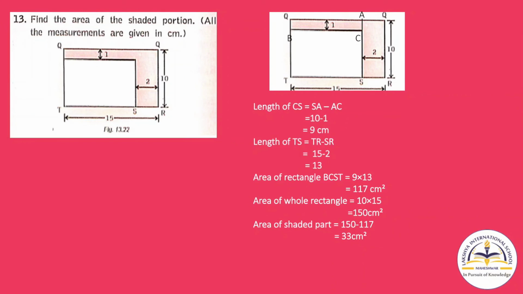Question number 13. Find the area of the shaded portion. All the measurements are given in centimeter. Now the length of CS is this one, CS part will be equal to SA minus this AC. So we can find out the length of CS. So it is given 10, this is 10 and this is 1. So 10 minus 1, it is 9.